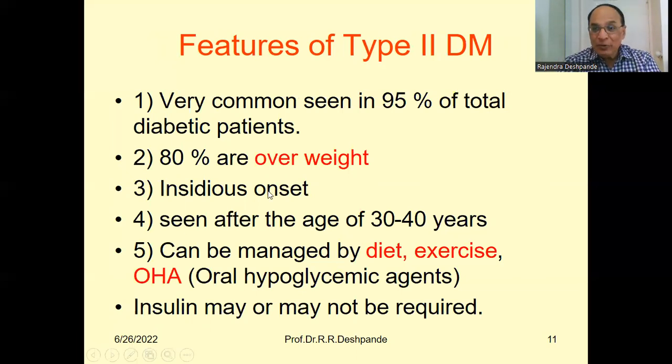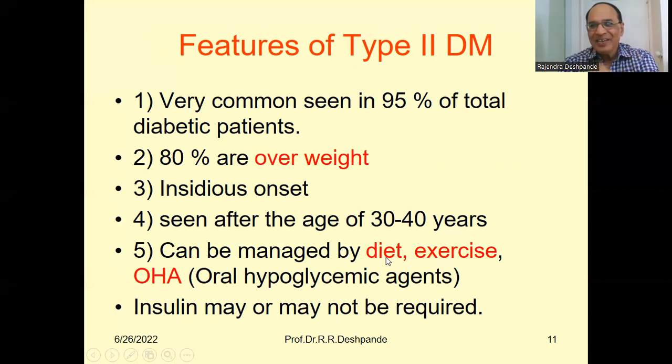Insidious onset, step by step. It is not one day or one month's understanding. It is gradually hampering your body physiology. Carbohydrate metabolism is disturbed. Seen after the age of 30 to 40 years, can be managed by a tripod.